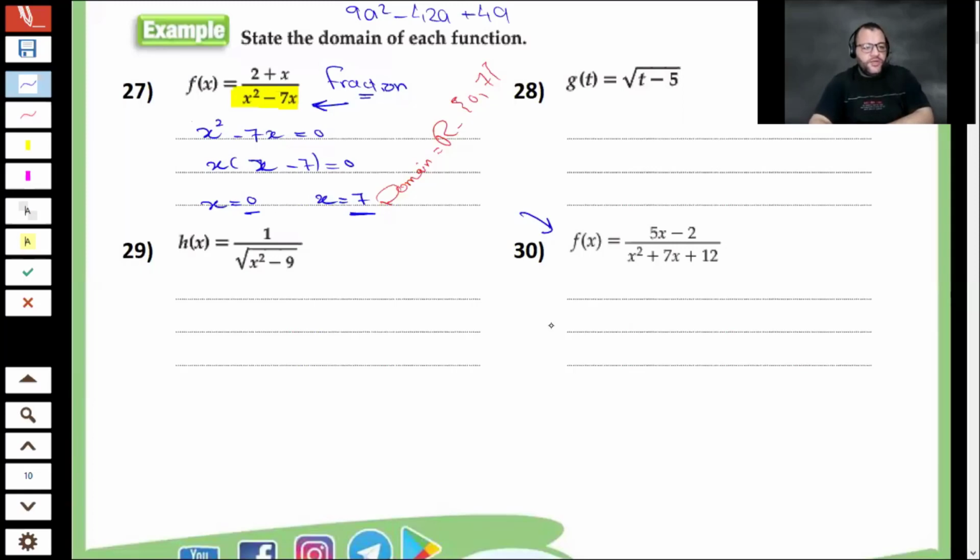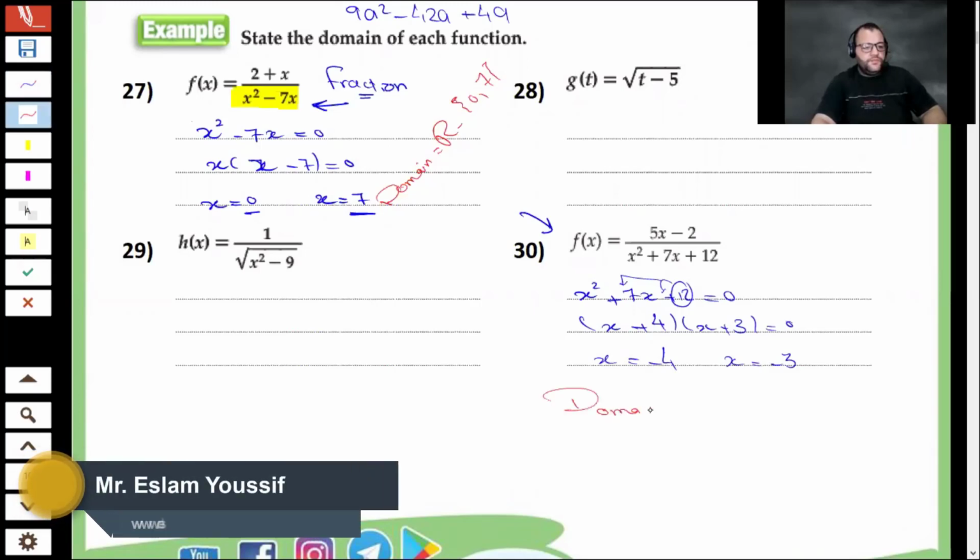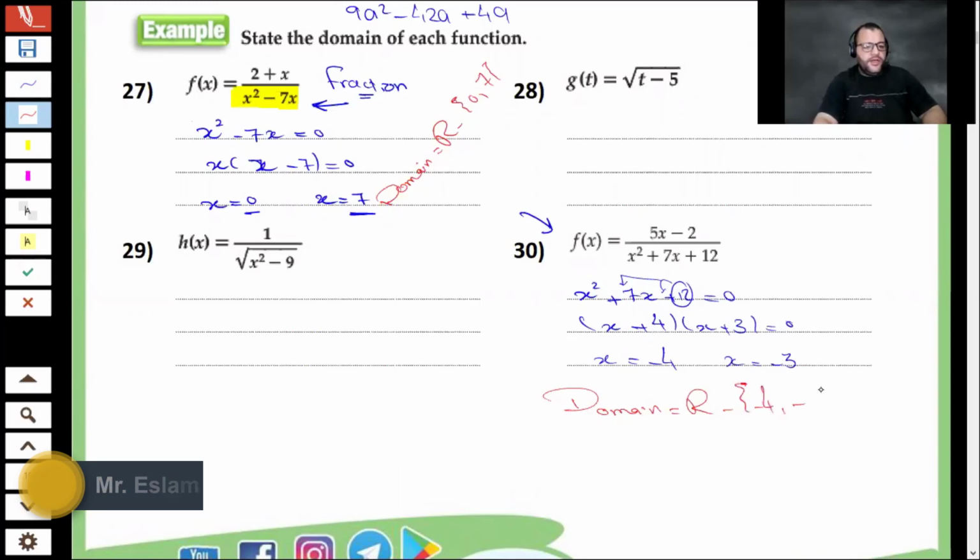At first, we take the denominator. We have x squared plus 7x plus 12, and we say this expression is equal to 0. Then by factorization, we have x and x. I need two numbers such that if you multiply them, the answer is 12, and if you add them, the answer is 7. So it would be 4 and 3, both of them positive. So we can say that x is equal to negative 4 and x is equal to negative 3. So the domain is R minus the set of negative 4 and negative 3.